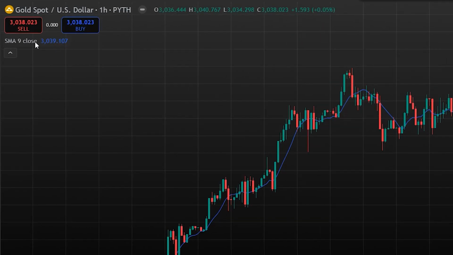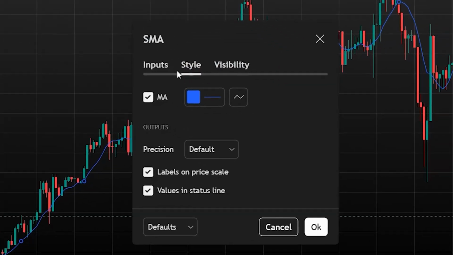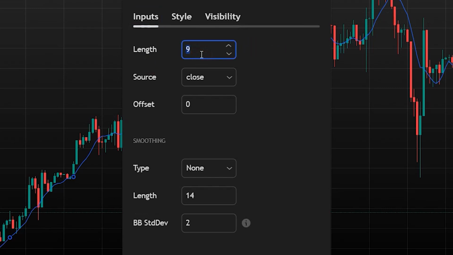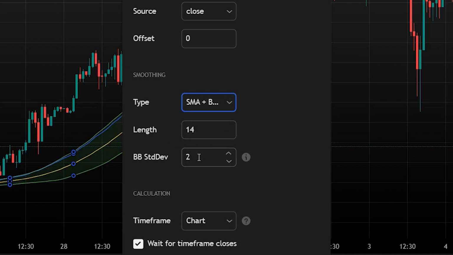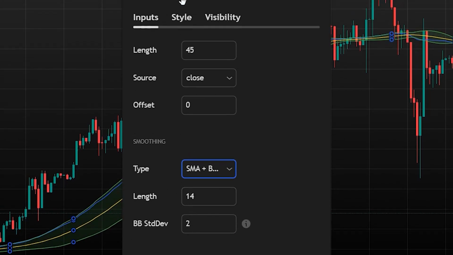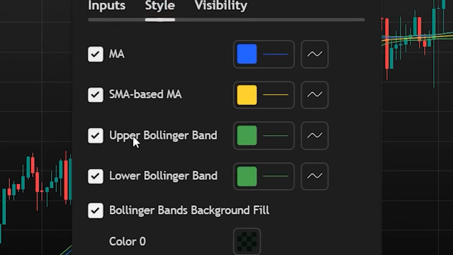Click on the gear icon to open SMA settings. Change length to 45 for a broader, more stable market view. Now in the smoothing menu, select SMA plus Bollinger Bands. Keep the length and BB standard deviation as they are. Head over to the Style tab and disable the original SMA lines. We only need those Bollinger Bands now.